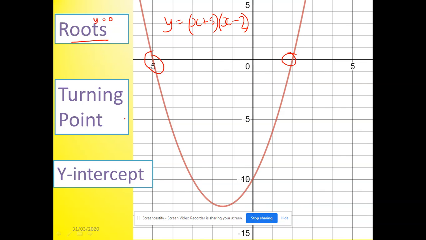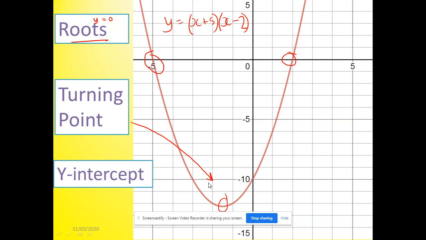So the next thing is the turning point. Now, the turning point is where the gradient changes from being negative and then it becomes positive. This is known as a minimum turning point, but you can also get a maximum if the quadratic graph was going the opposite way. So the minimum turning point is down here. This is what's known as the turning point of the graph.